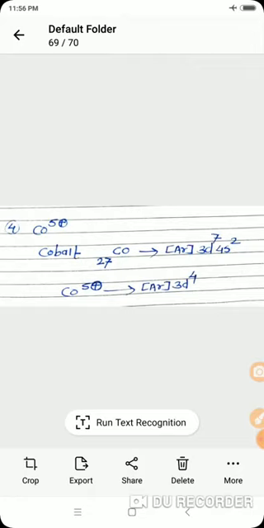Now next is the Co5+. Co is the symbol for cobalt, having atomic number 27, and its electronic configuration is, in square bracket, [Ar]3d7 4s2. And we have to write the electronic configuration of Co5+, that is cobalt ion. 5 positive charges are given. So the electronic configuration of Co5+ is, in square bracket, [Ar]3d4.